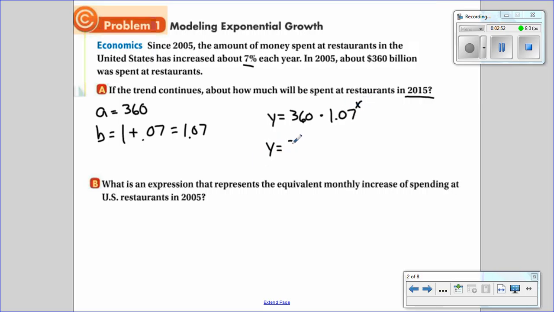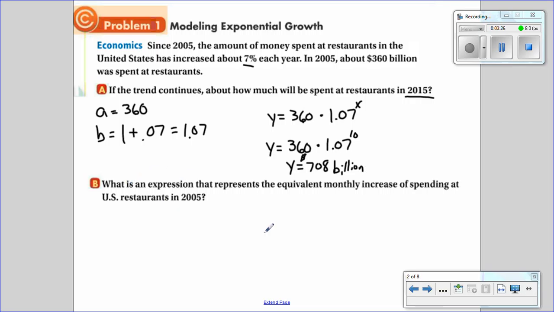Well, if we want to figure this out, in 2015, x would be 10, because 2015 is 10 years after 2005. And you would plug that in your calculator, and what you get is about $708 billion was spent at restaurants in 2015 if it continued to increase at 7%. It's a lot of money.